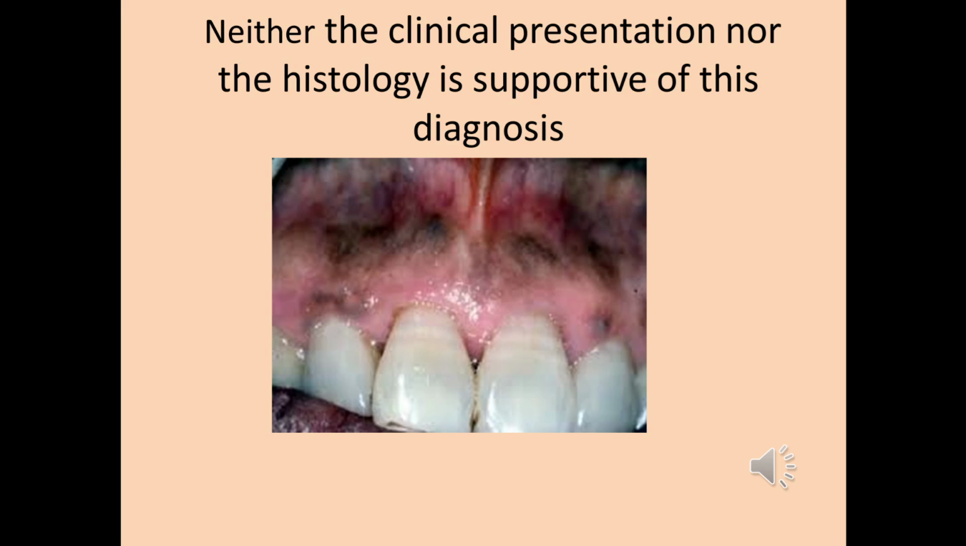Smokers' melanosis. Smoking-related melanin production produces flat, light brown pigments, usually diffuse, present on the labial anterior gingiva. It occurs on the mandible more than the maxilla in heavy cigarette smokers. The histology consists mostly of excessive melanin production arranged in small clusters, so neither the clinical presentation nor the histology is supportive of this diagnosis.